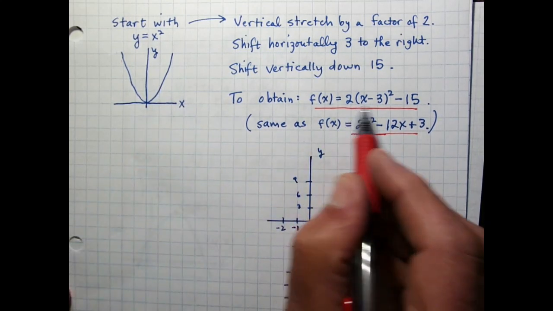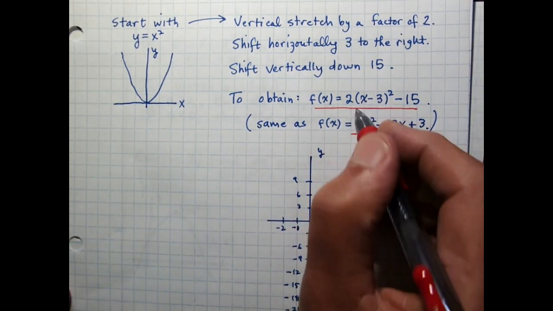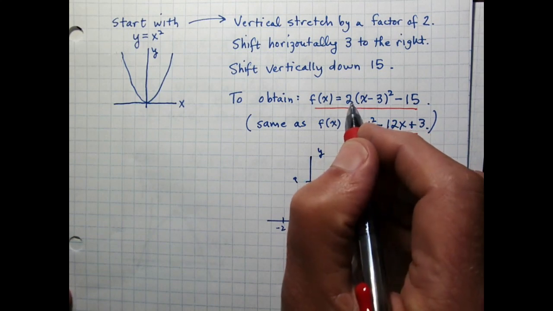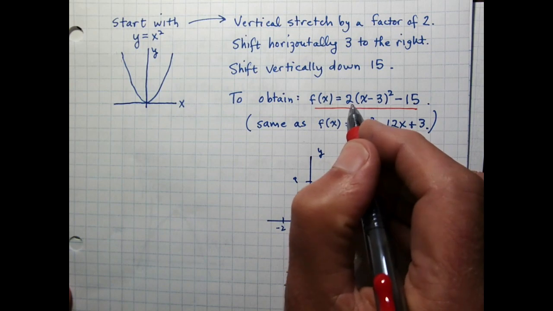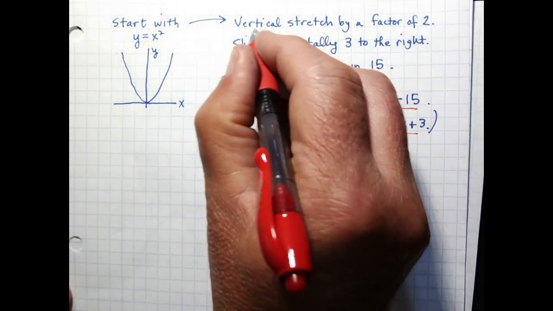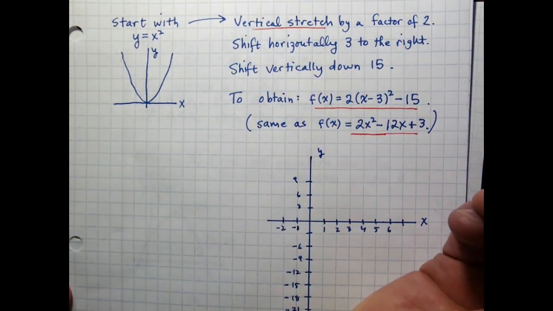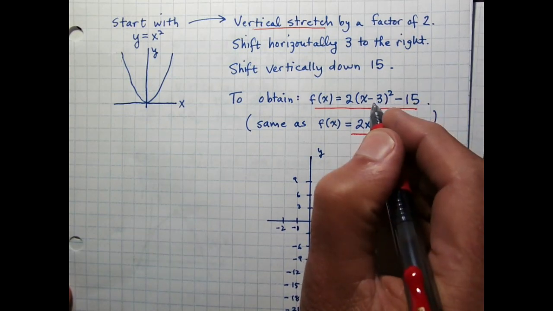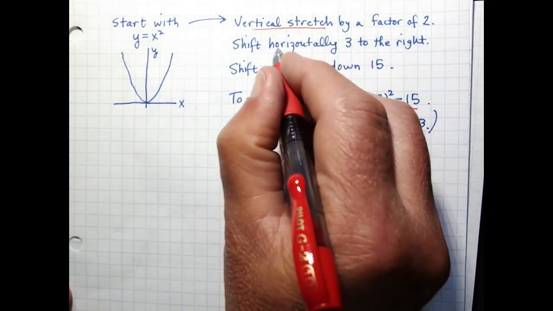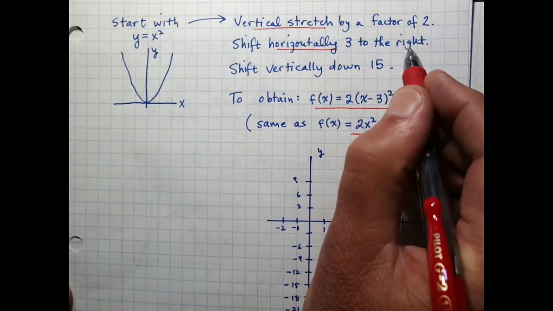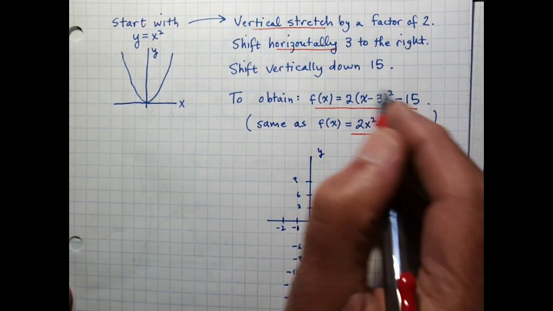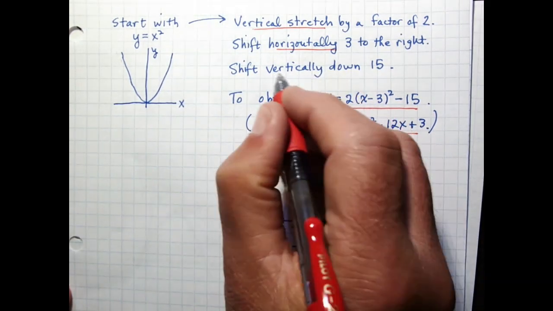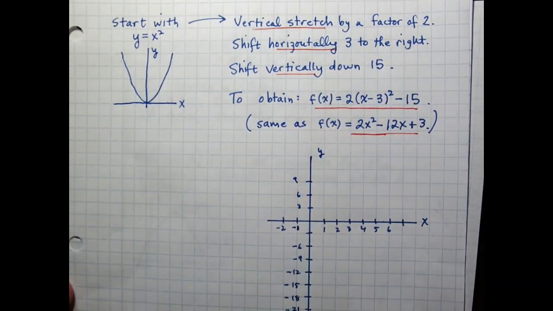So we can interpret this form we just obtained as a transformation in 3 parts. The 2 times is a vertical stretch by a factor of 2. The x minus 3 in parentheses is a horizontal shift 3 units to the right. And the minus 15 means we shift vertically downward by 15 units.